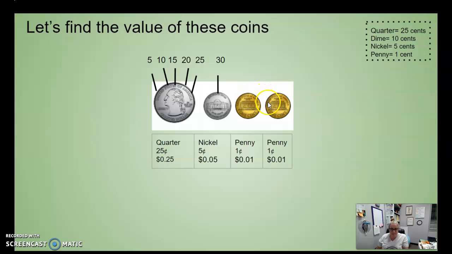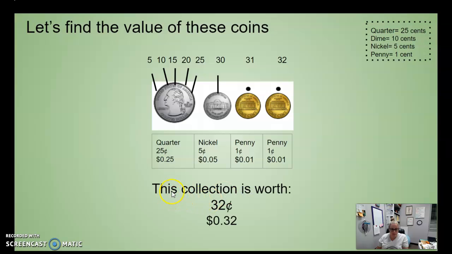Do pennies get hairy money? No, they don't get any hairs. But I like to put a little dot just to help me remember that I counted it. So I'm going to put my dot and say that this one was 31. And then my dot that says this one is 32. So finally at the bottom, I am going to say what this collection is worth. It is worth 32 cents with the cent symbol. It is going to also be written with the dollar sign 0.32.